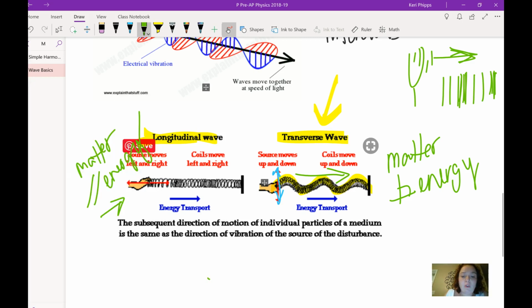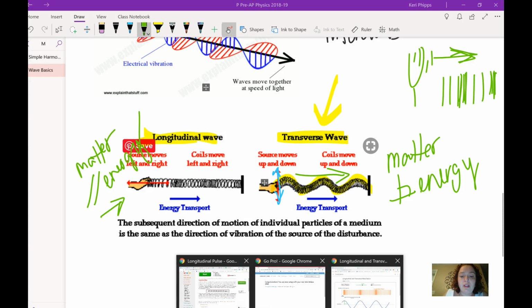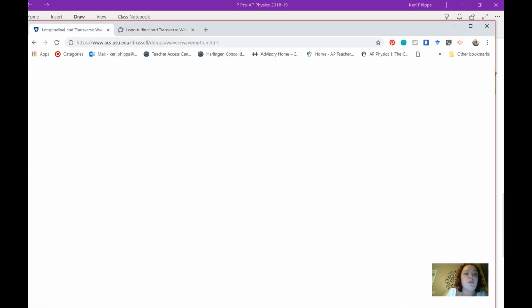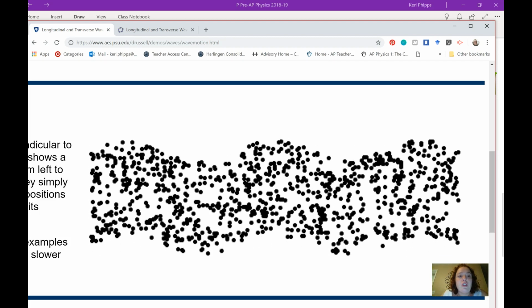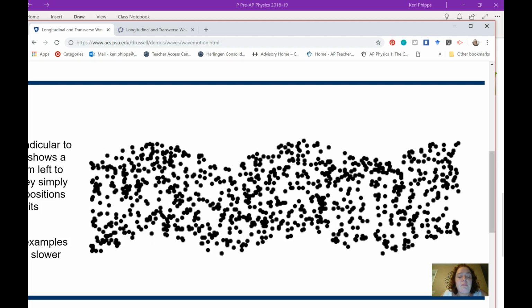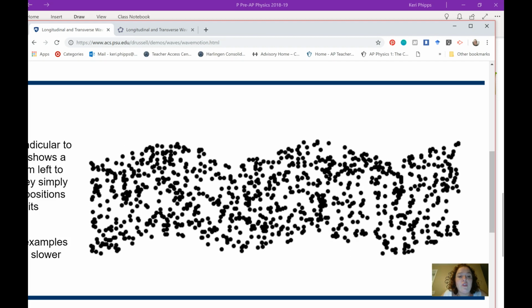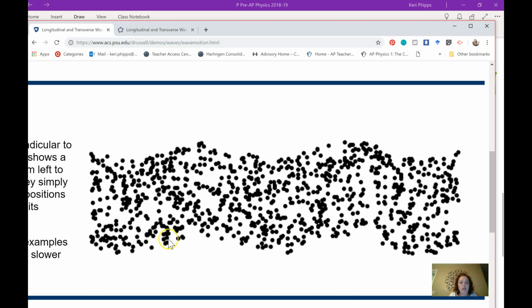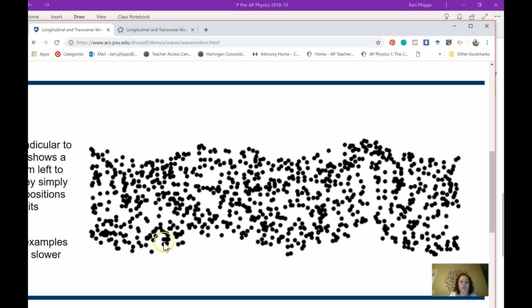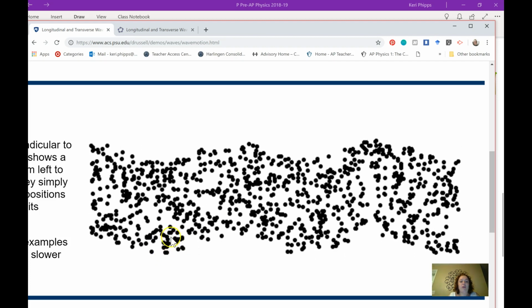All right. So before we finish this, I just want to show you a couple of simulations for the longitudinal and transverse waves. So first off, this right here is a picture of a transverse wave. You can see it's going up and down. I want you to watch, look right here. This is the mass. See where my cursor is?